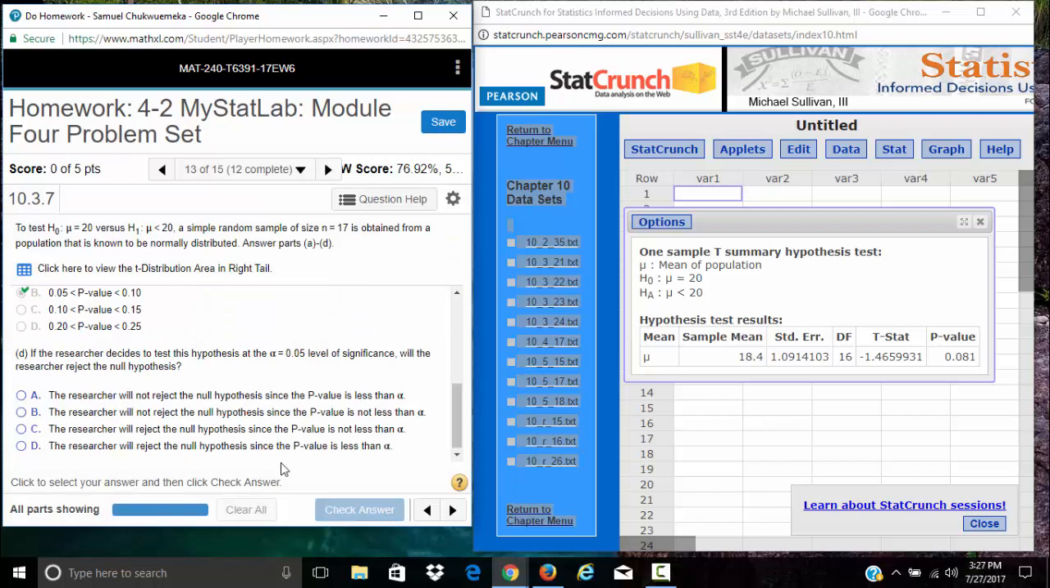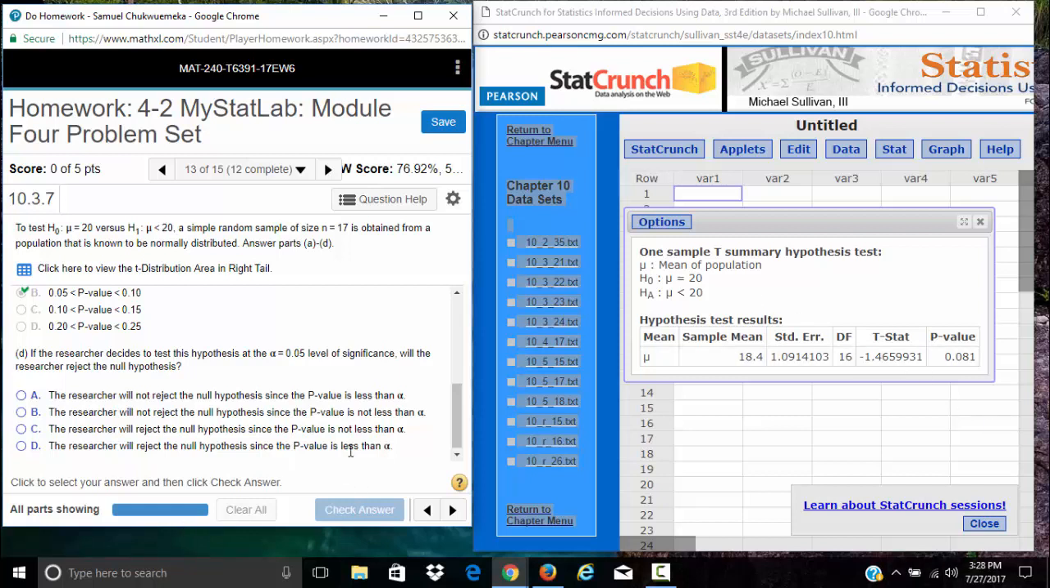Okay. And if the researcher decides to test this hypothesis at the 0.05 level of significance, will the researcher reject the null hypothesis? In this case, they want us to use the p-value approach. With the p-value approach, if the p-value is less than or equal to the level of significance, then reject the null hypothesis. If the p-value is greater than the level of significance, then do not reject the null.